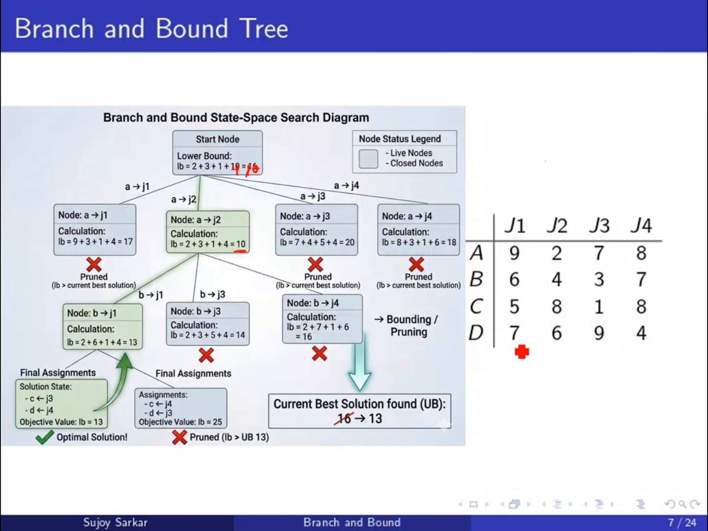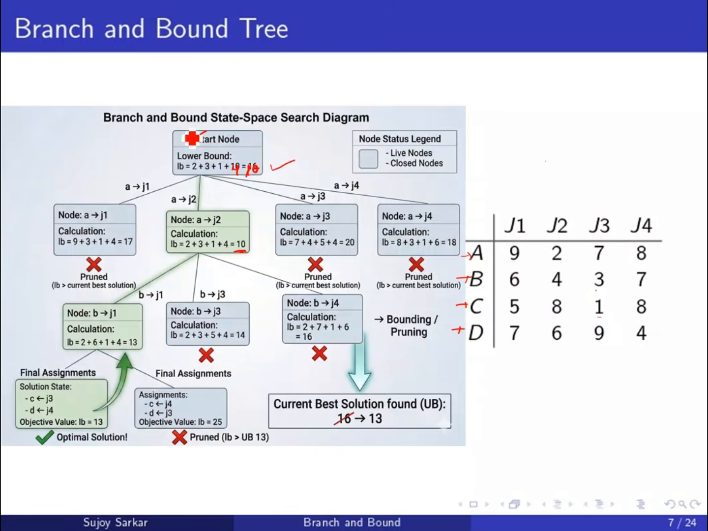On the right hand side I have given the matrix, on the left hand side we have given the search tree. So we'll start with the start node. At the beginning, what is the lower bound? We'll take row wise here instead of column wise, right? The first row minimum is 2, second row minimum is 3, third row minimum is 1, fourth row minimum is 4. So lower bound is 2 plus 3 plus 1 plus 4, 10.